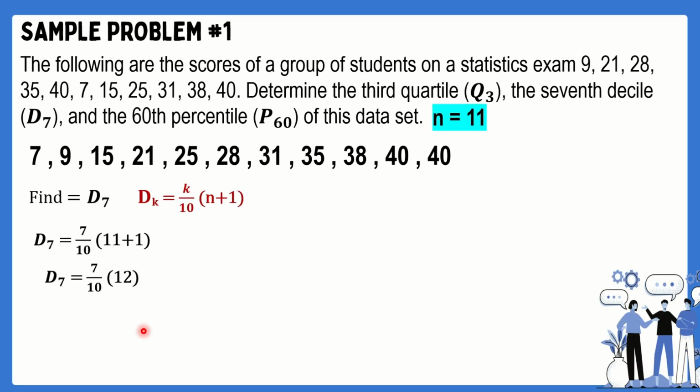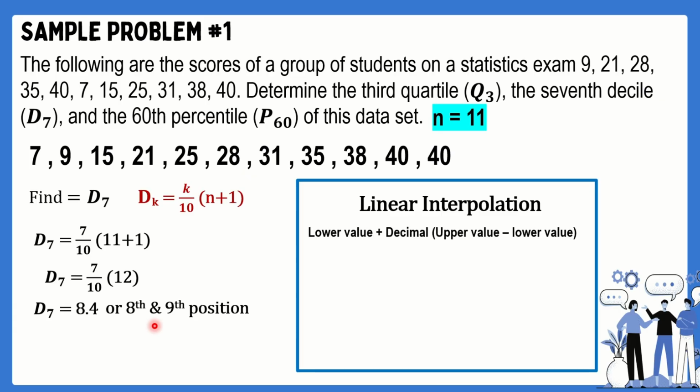So ato siyang himay-himayon using the formula: lower value plus decimal times upper value minus lower value. So let's substitute first the values. We have 35 as our lower value plus 0.4, which is the decimal. Dili na to siya gikuha sa 8.4.